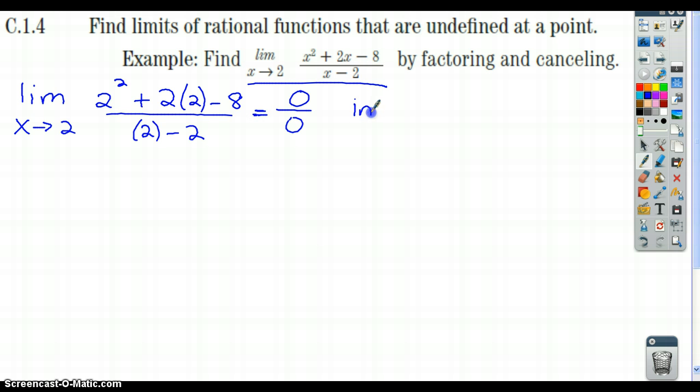So I'll write it one more time. Indeterminate form. So what that means is that there's still possibly a limit. We don't know what or where. So we could substitute values really close to 2. We know that it's discontinuous.